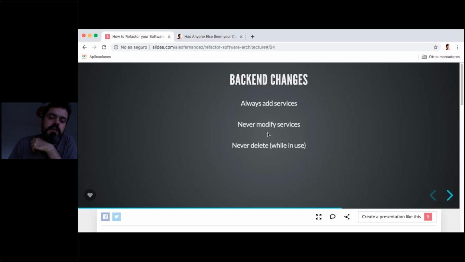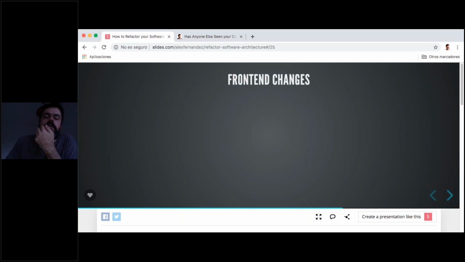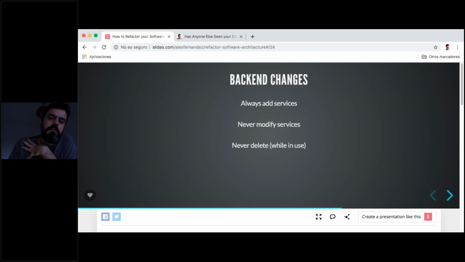Never modify services, and only delete the services once they are not in use any longer. So this is what you do in the backend. In the front end, what you do is change the call from the old service to the new one. Once you have that, that can also be deployed to production seamlessly, completely reversible. And then once everything is in production, you can make the irreversible change, which is to delete the old service. This is, in essence, the strategy.